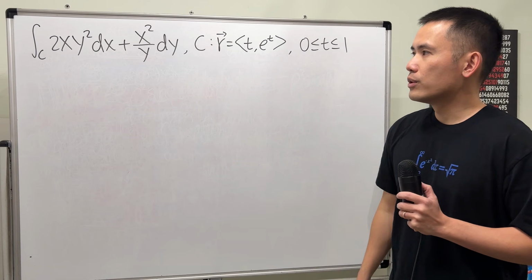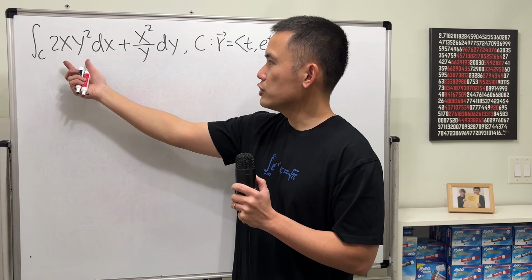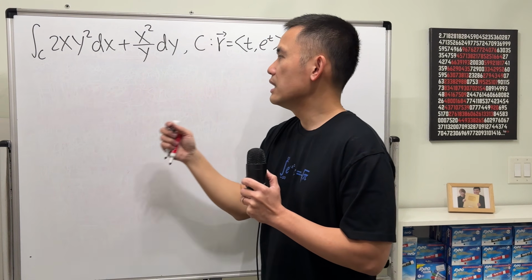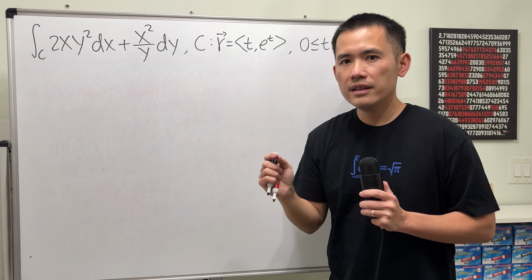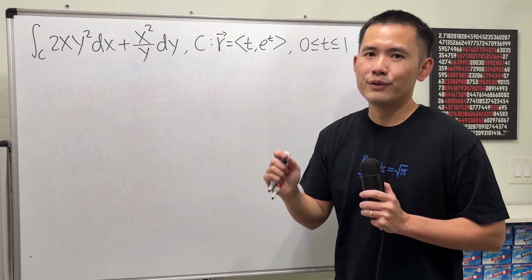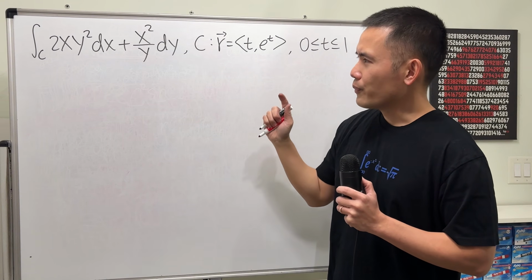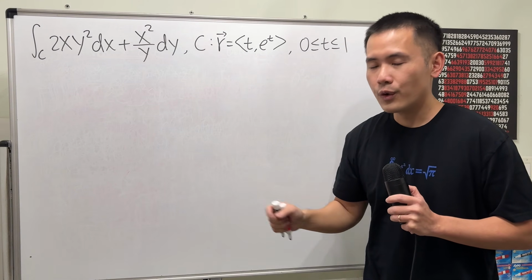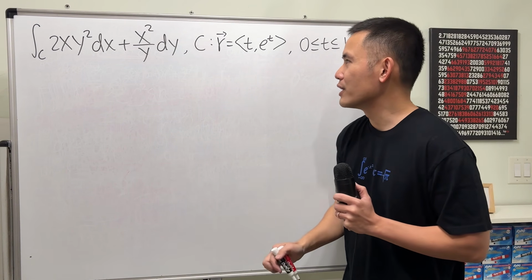The other thing that you have to know is, can you have a function, differentiate that with respect to x, you get this, and differentiate that with respect to y, you get that. If that's the case, then you can use the fundamental theorem of line integrals. That will tell you, you cannot do that either. So for the first one right here, we'll just do the traditional way, and that is the parametrization.